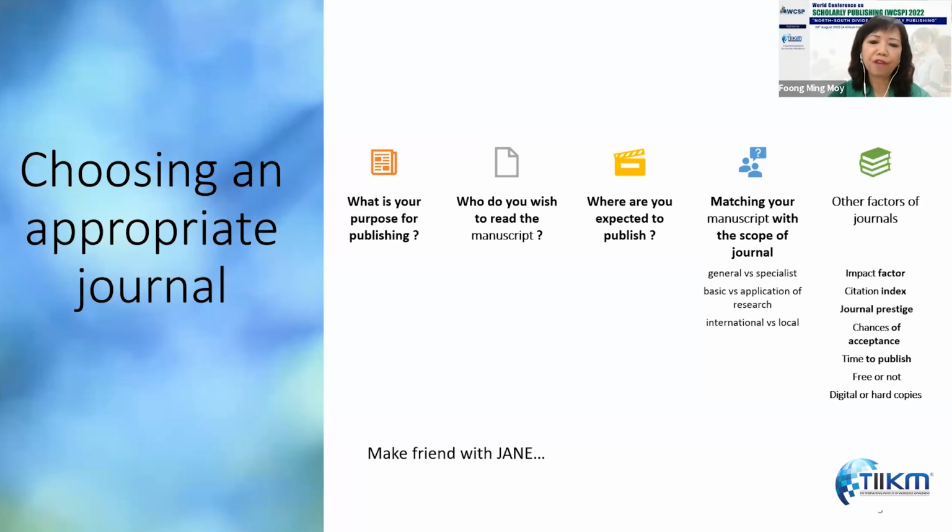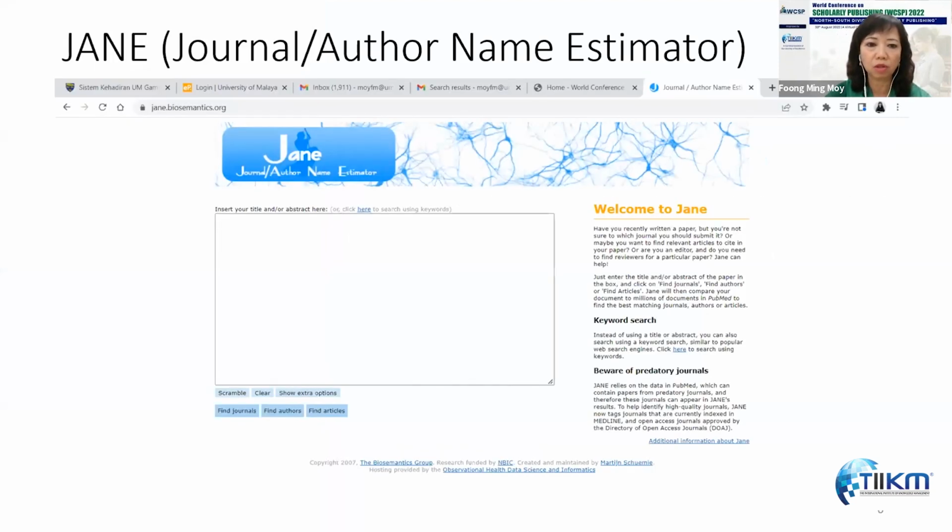So make friends with Jane. You can also use a search engine called Jane to help you in finding the journal which matches your scope and so on. Jane stands for Journal Author Name Estimator. So you can just Google for Jane or Journal Author Name Estimator, and then you can put in the keywords, and this search engine will recommend the journals that match your manuscript topic.